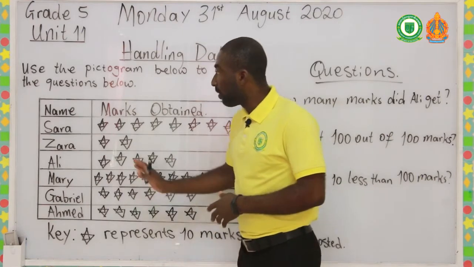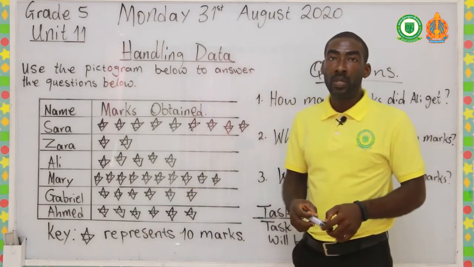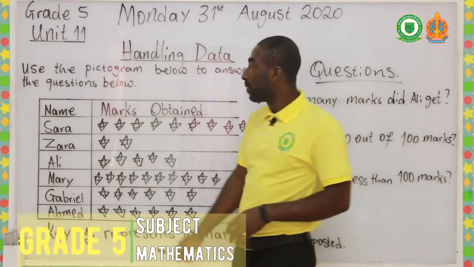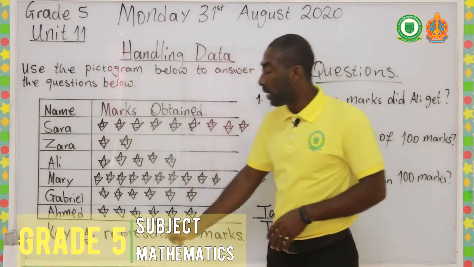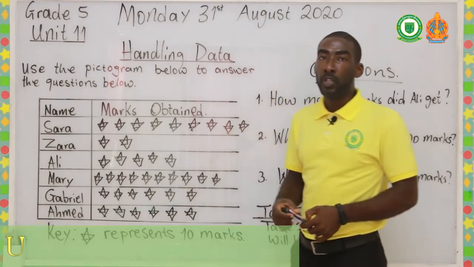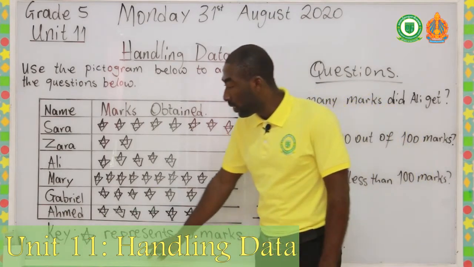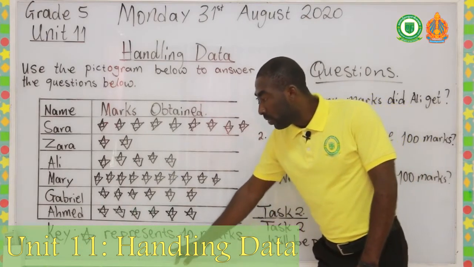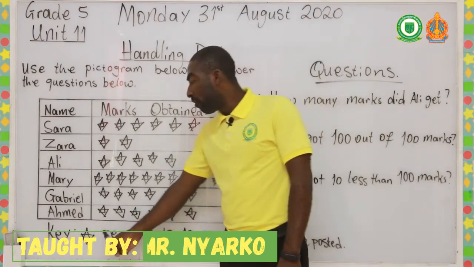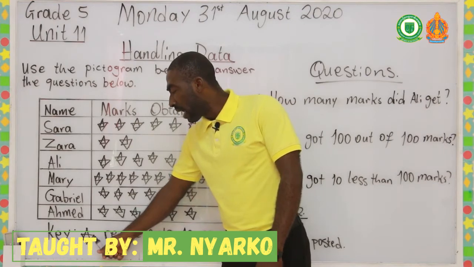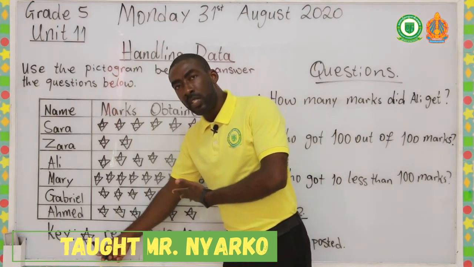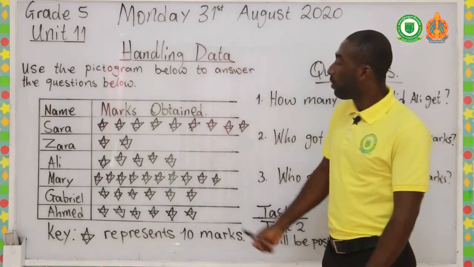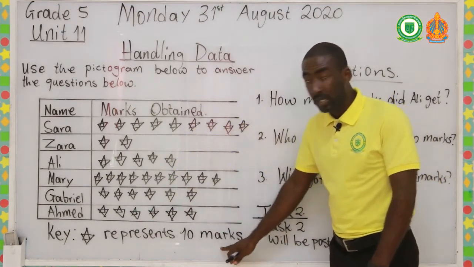So first, when you have a pictogram, the first thing that you have to do is look for the key of your pictogram. Sometimes the key can be written at the top or at the bottom of your pictogram. In this situation we have the key at the bottom here. It says that for every star, or every image that you see, let's say it's a star, it represents 10 marks, okay?